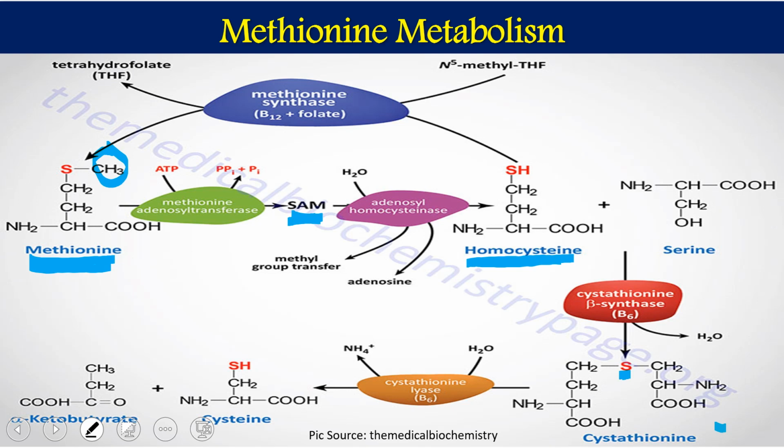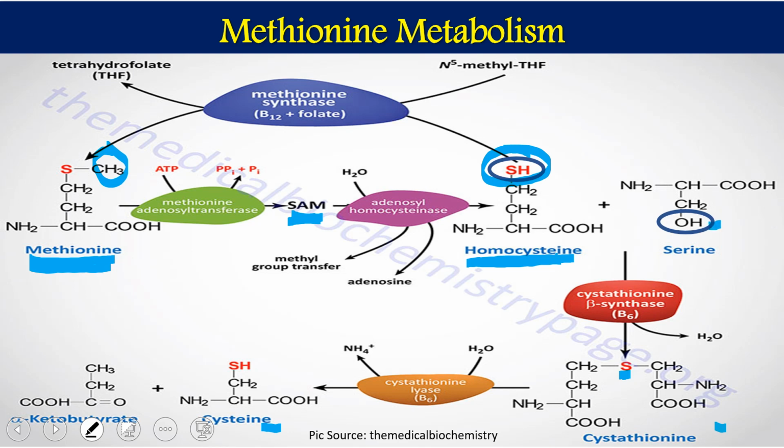This cystathionine is an intermediate which ultimately gives us cysteine, where an enzyme is required, that is cystathionine lyase. Lyase means it is going to divide this particular bond. So ultimately we are going to get cysteine and alpha-ketobutyrate. The specific thing we need to remember here is that the sulfur is present with the homocysteine, this carbon moiety, and serine is having OH.